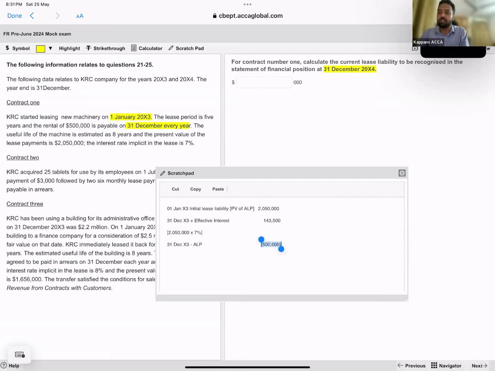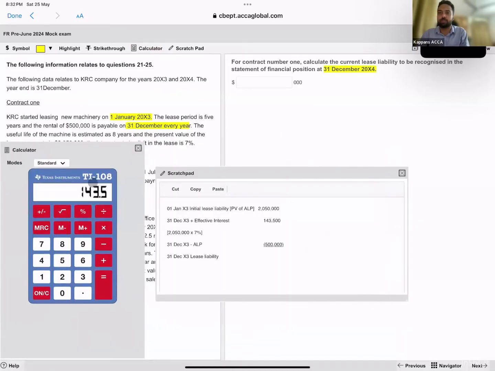So the lease liability on 31st December X3 is, using the calculator to find out the figure, 2,050,000 plus 143,500 minus 500,000, that is equal to 1,693,500.